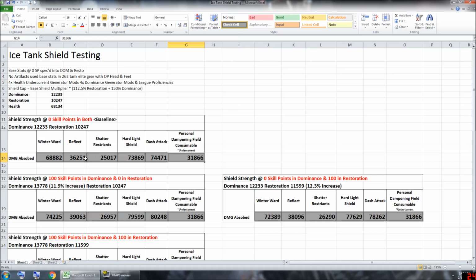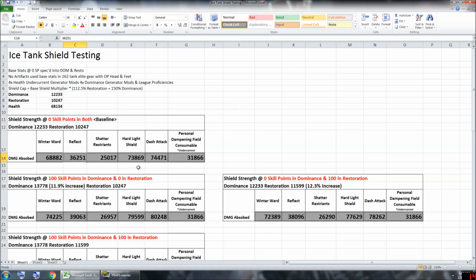Not too many surprises. I knew Reflect was much weaker post stats revamp. Pre-stats revamp, Reflect used to be much stronger. It scaled better with Dom. You got the 10,000 bonus absorption as well. Shatter Restraints never was supposed to be a strong shield. It's basically your group breakout, so it's just a bonus that it's a shield, but you'd have to run it anyway.